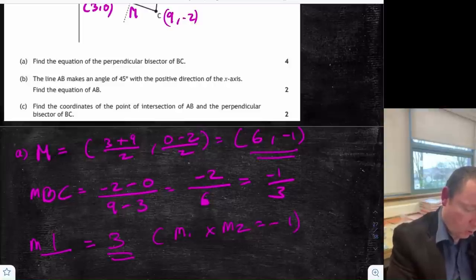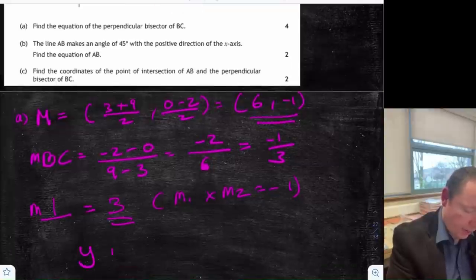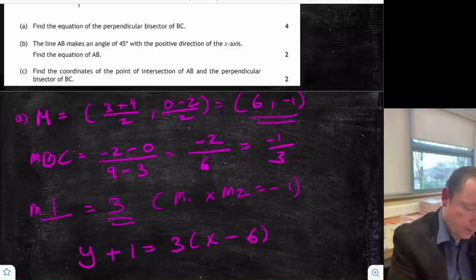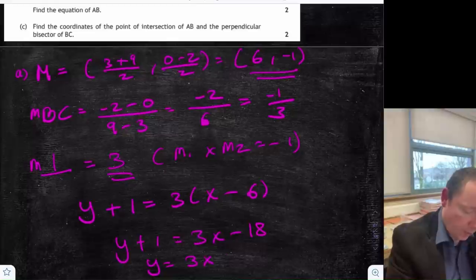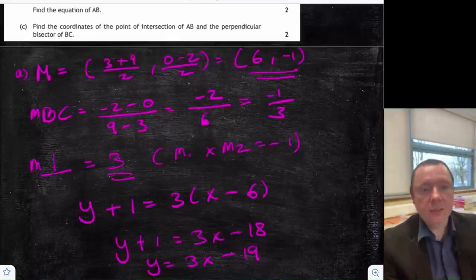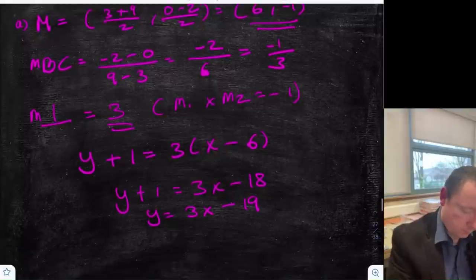And we've also got our point, so y minus b equals m(x minus a). It was minus 1, so it became plus 1. So y plus 1 is 3x minus 18, so y is 3x minus 19. And we've got our mark there.